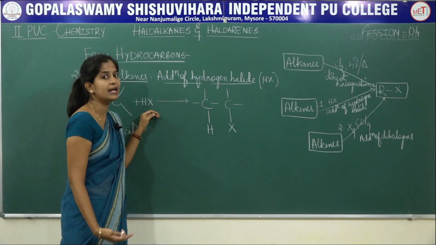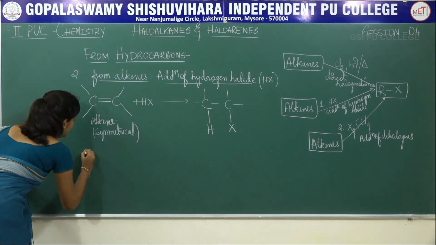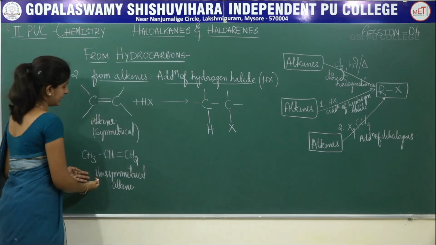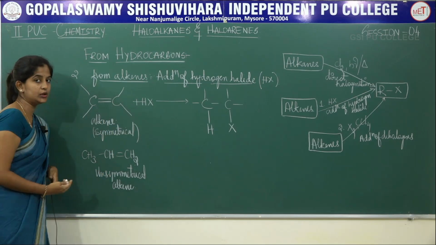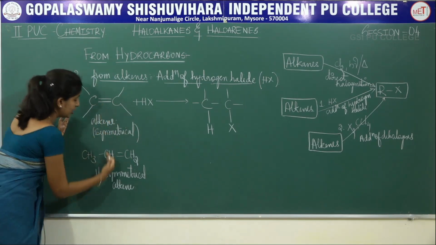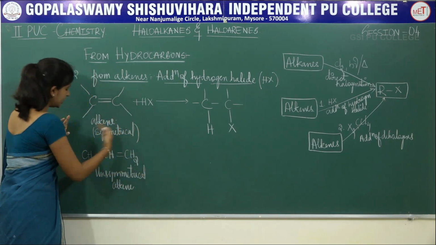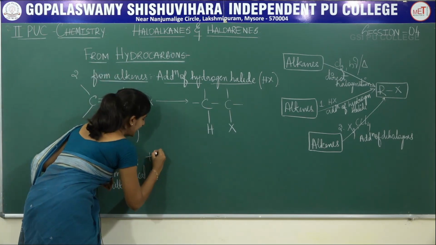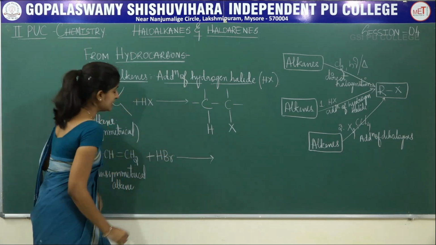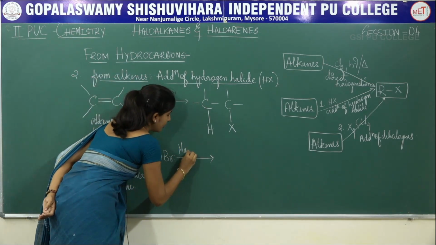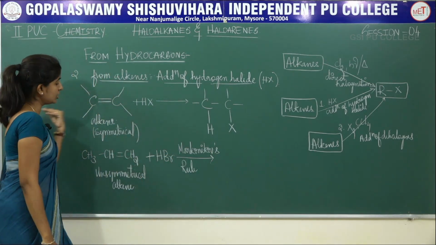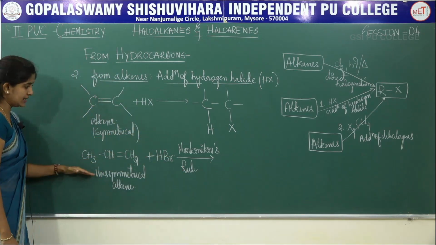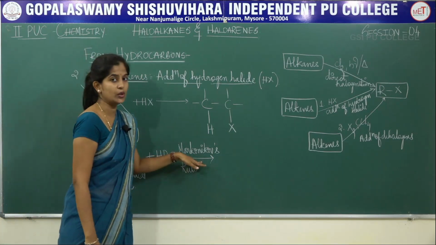But if it is an unsymmetrical alkene, what do you mean by an unsymmetrical alkene? You cannot cut the molecule into two equal halves. If I cut this molecule here, there is a CH2, here there is a CH3. So for this molecule, if I add say HBr, it has to follow Markovnikov's rule. That is, addition of hydrogen bromide to an unsymmetrical alkene follows Markovnikov's rule.